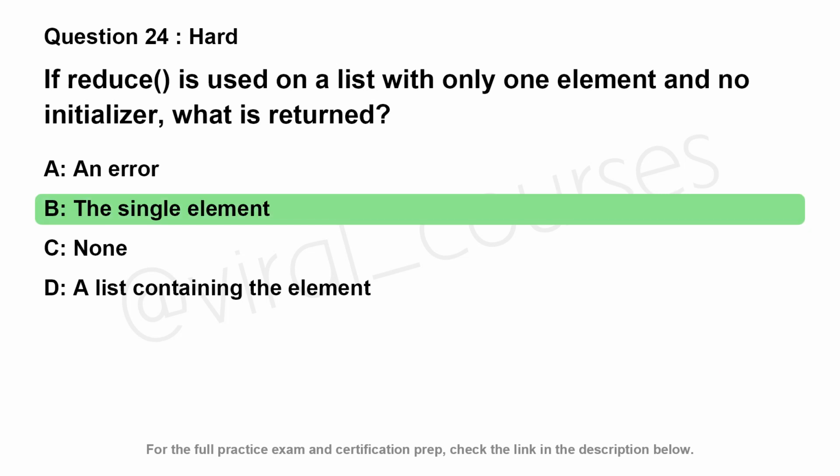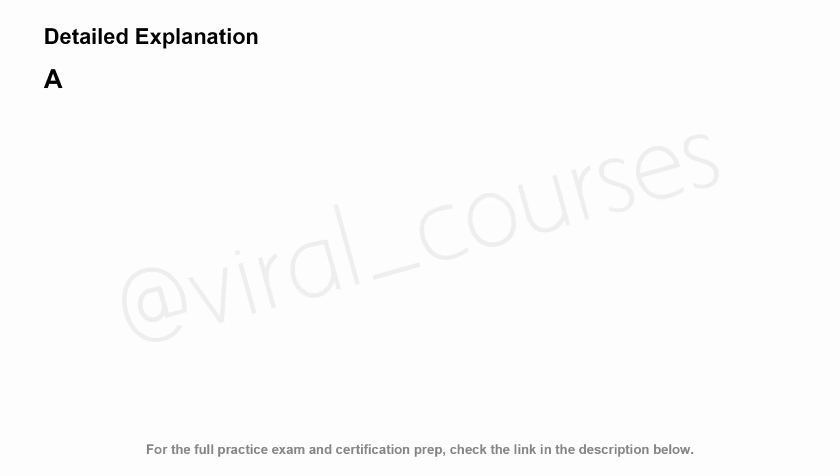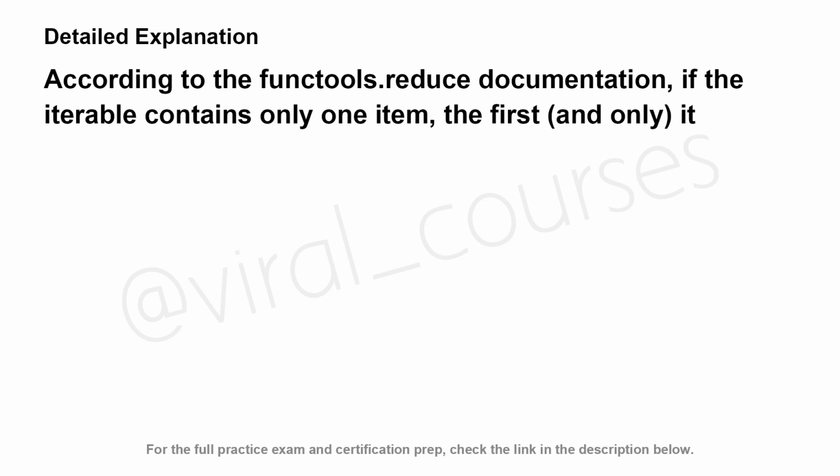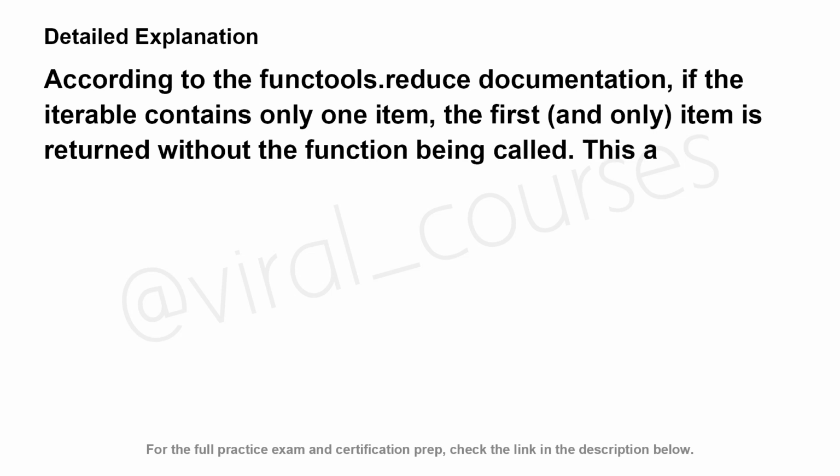The correct answer is B. According to the functools.reduce documentation, if the iterable contains only one item, the first and only item is returned without the function being called. This avoids unnecessary computation.